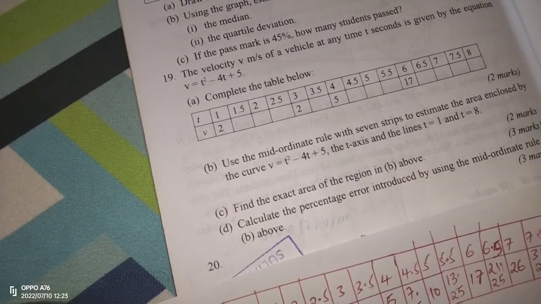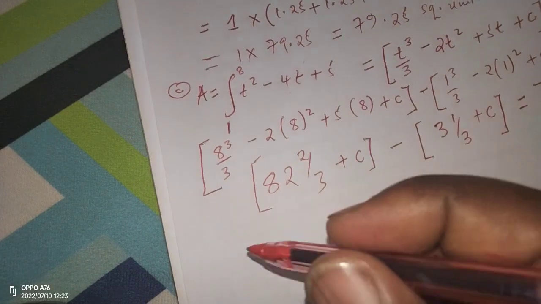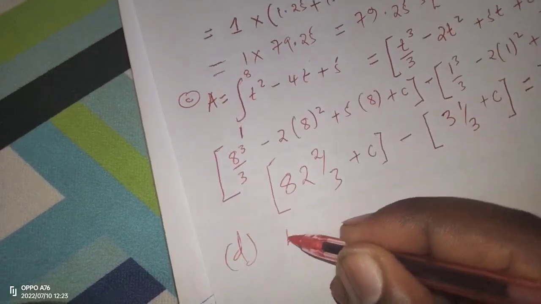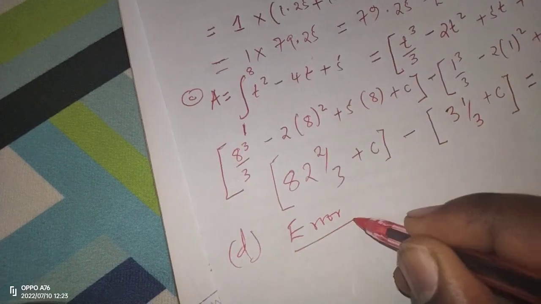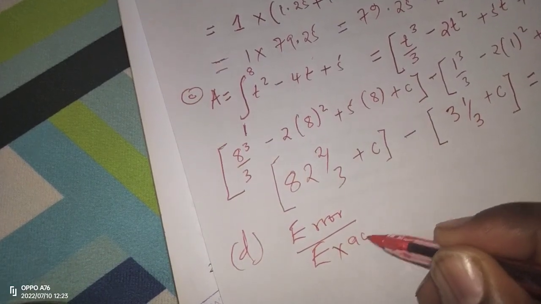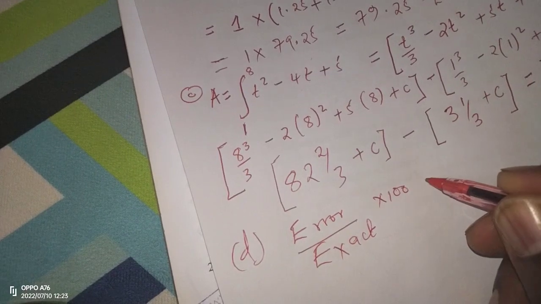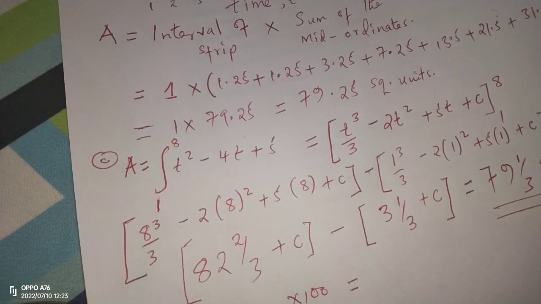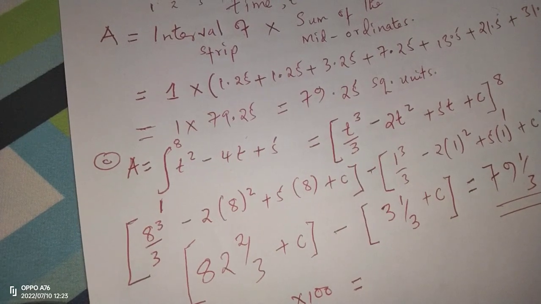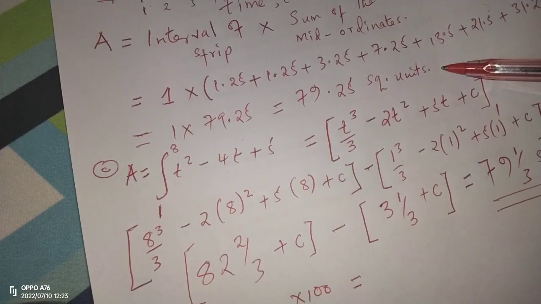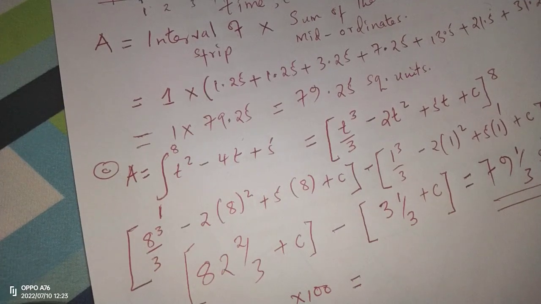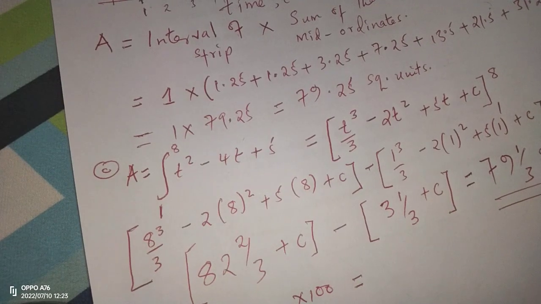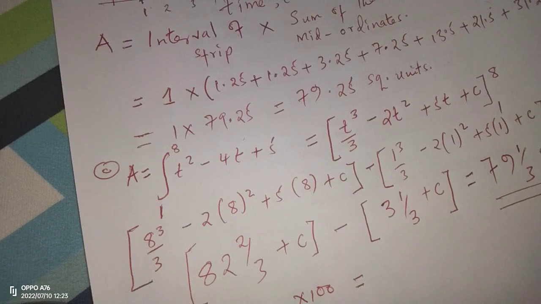Percentage error is given by the error divided by the exact area, then we multiply by 100. So the error introduced is the difference between the estimated or approximated value and the exact value. Therefore, 79.25 minus 79 and a third.